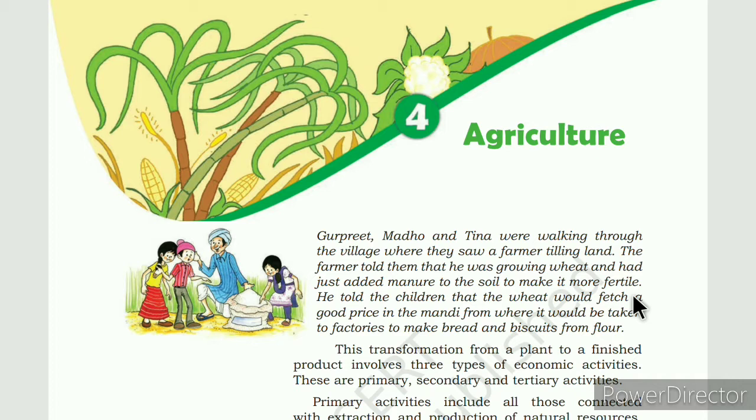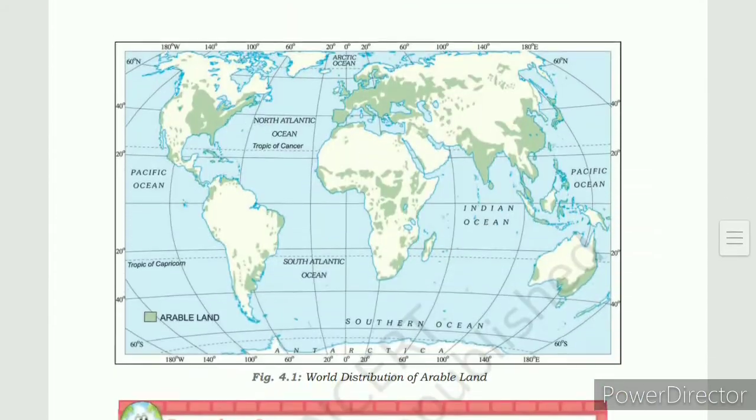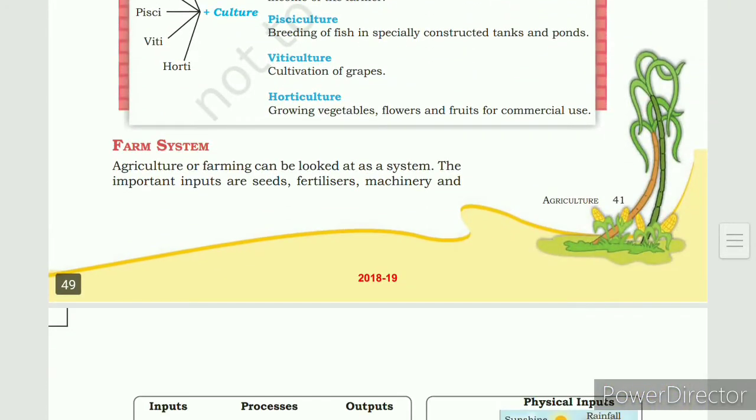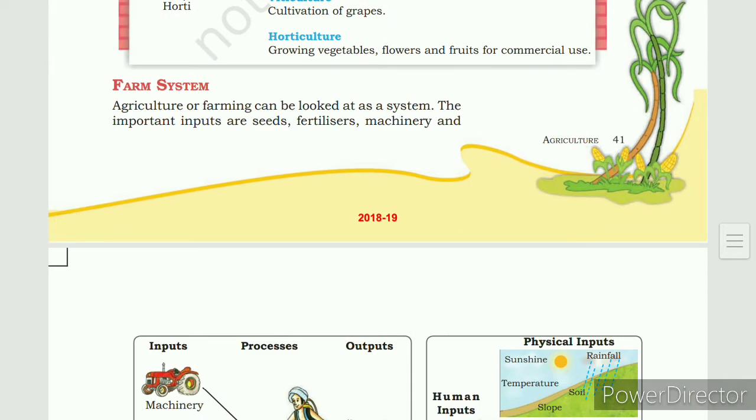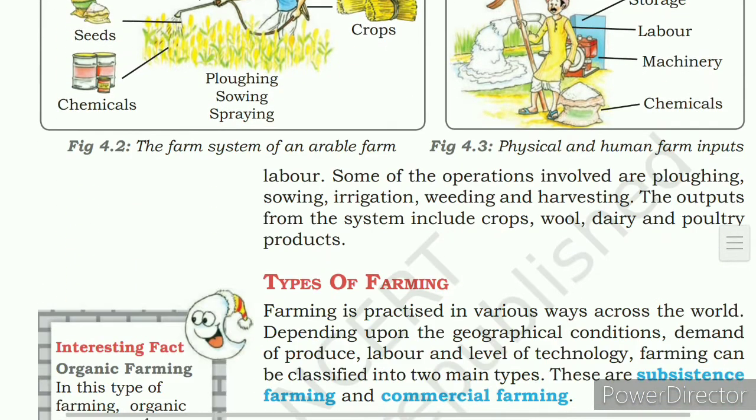Yesterday we started the new chapter of geography, that is agriculture. Chapter 4. Yesterday there was an introduction part, and today we are going to study about the farm systems. You can see on your screen that farm system, agriculture or farming can be looked at as a system. The important inputs are seeds, fertilizers, machinery, and labor.